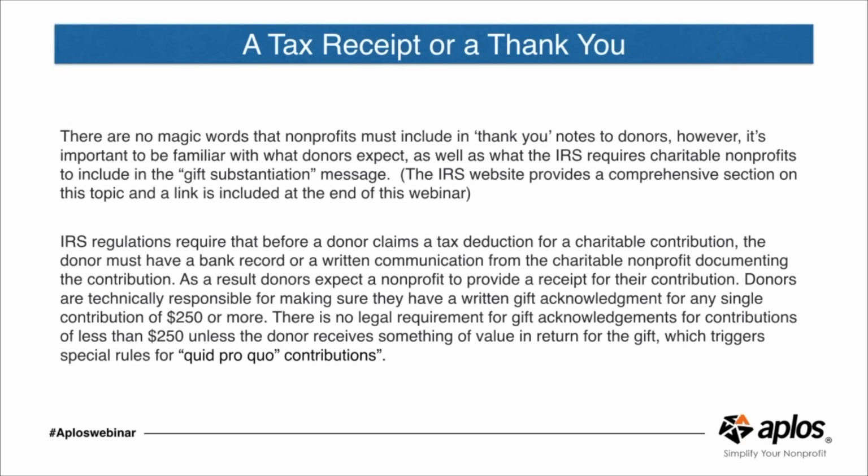So, the biggest question to kind of launch things off is, are we talking about a tax receipt or a thank you? And so we kind of want to define that a little bit as a way to get things going.